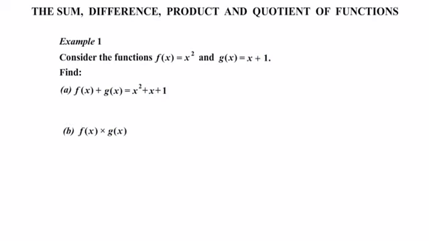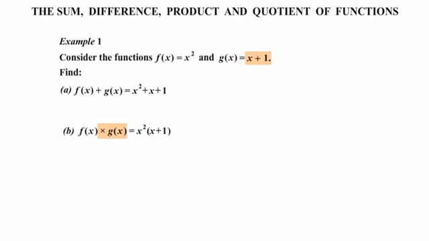Now let's have a look at part B, f(x) times g(x). So this time we're looking at the product of the two functions. So the same process, we'll start off with our f(x), write down our x squared there. Now we're going to multiply that by g(x). So there's our x plus 1. We'll actually put that in brackets. That's generally the way we multiply two functions together.